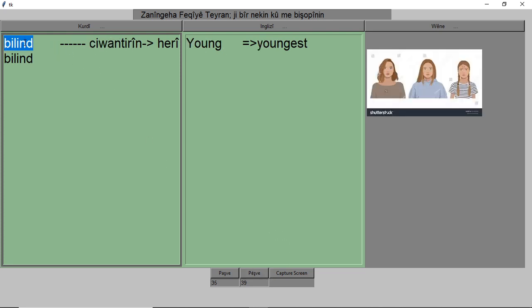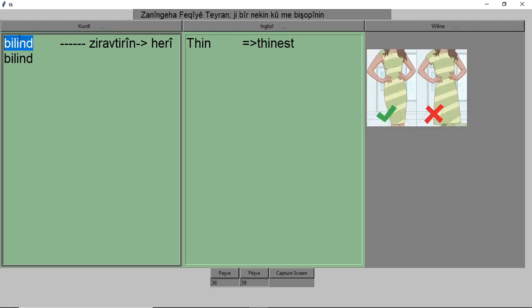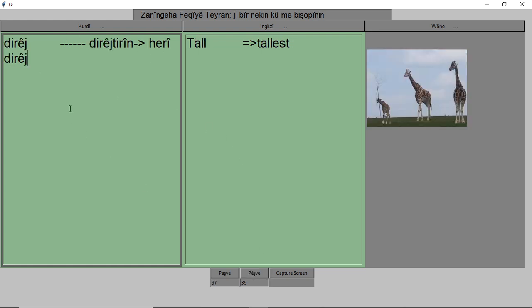So this is Jawan, hari Jawanterin hari Jawan, and this is thin. I mean zrav. Okay, hari zrav. So zravterin hari zrav. It is a problem of our documentation. Drejterin hari drej, tall.